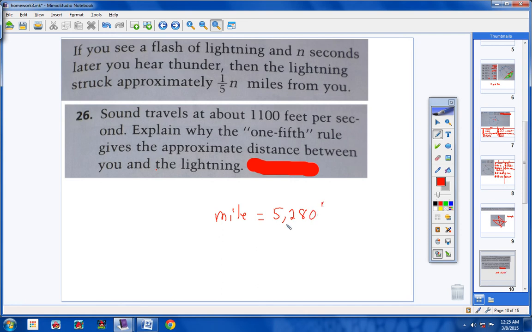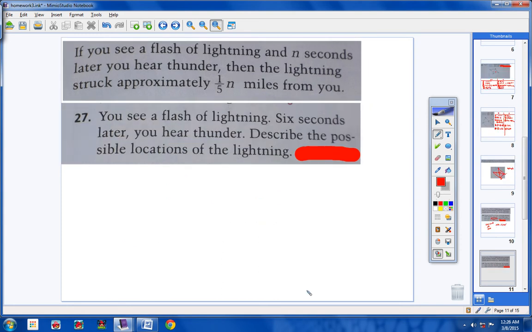1,100 is just about, not exactly, but it does say approximate, 1/5 of a mile. Think about it. If you take 1,100 and multiply it by 5, you will get 5,500, which is a little bigger than 5,280, but you still get my point. 1,100 is just about 1/5 of a mile, so that's why we multiply the seconds by 1/5. Every second is 1/5 of a mile because every second is 1,100 feet.